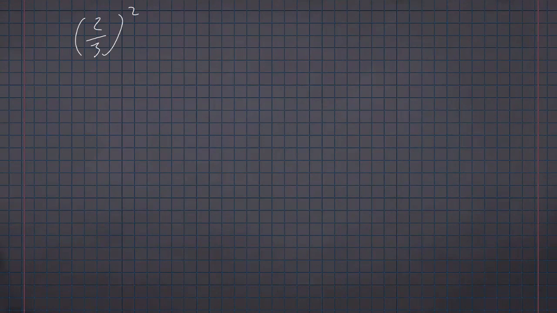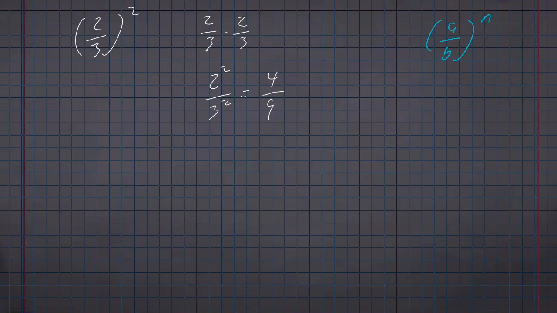Now that we've got multiplication down, let's think about exponents. Exponents are pretty straightforward. If you want to square a number, that means multiply by itself. But what ends up happening is you square the numerator and square the denominator. In general, if you have a fraction a over b, and you raise it to some power n, you end up raising the numerator to that power and the denominator to that power.